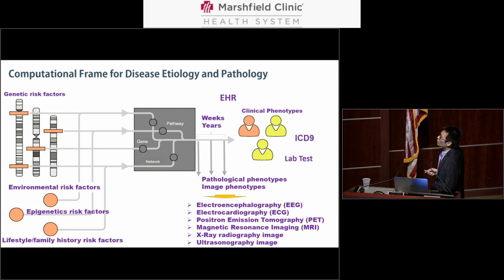So now we know that for any disease, there are lots of risk factors. For example, from genetics, we have genetic risk factors, environmental risk factors, epigenetic factors, or lifestyle or family history risk factors. For quite a long time, maybe this gene and this pathway work together, and with several years, maybe we will get some phenotype. After the individual comes to the hospital, we will have lots of information. For example, from the EHR, we will have clinical phenotypes, lab tests, and lots of image data, for example EEG, ECG, and some other images.